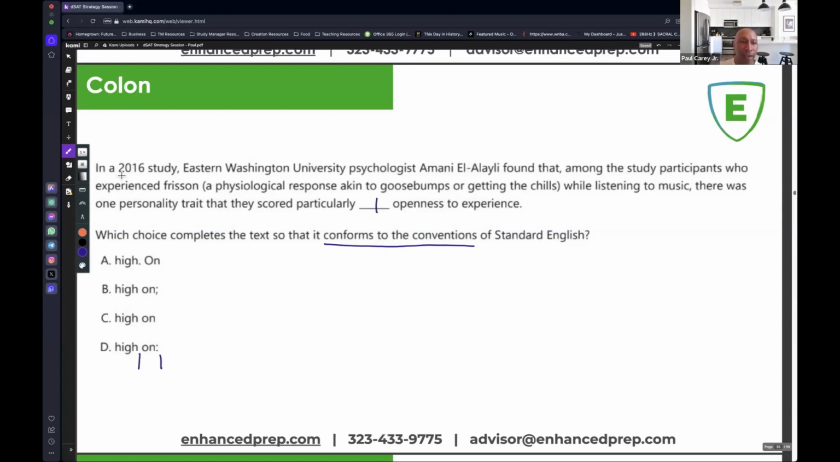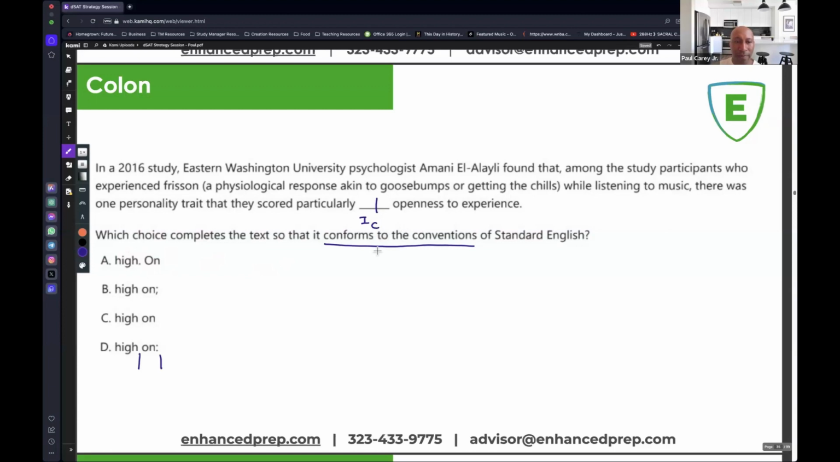So in this case, in a 2016 study, Eastern Washington University psychologist ALA found that among the study participants who experience frisson, physiological response akin to goosebumps and getting the chills while listening to music, there was one personality trait that they scored particularly high. Well, that would be incomplete if we just had the high. If we had the high on, that would be complete.